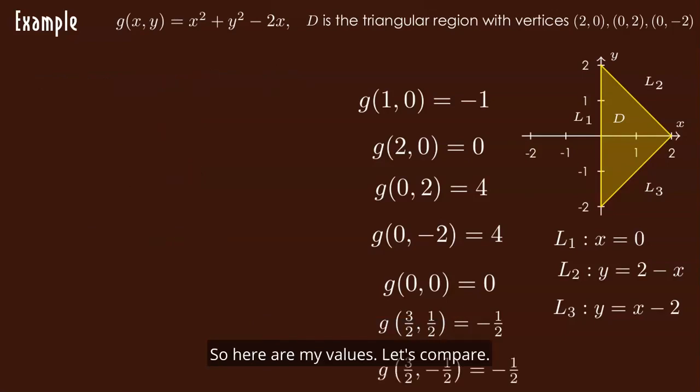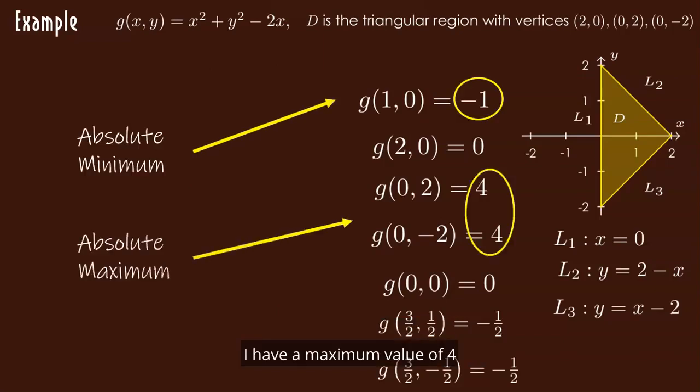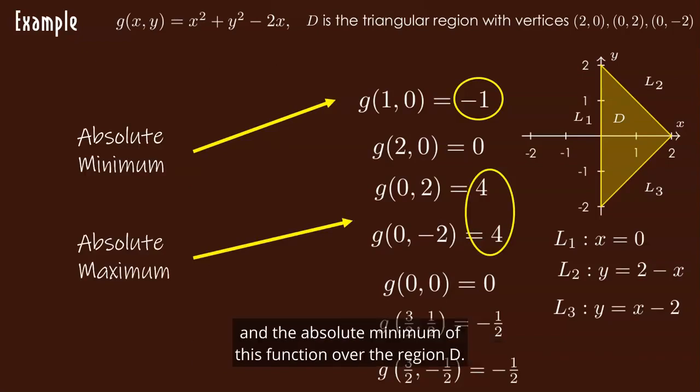So here are my values. Let's compare. I have a minimum value of negative 1, which occurs at 1, 0. I have a maximum value of 4, which occurs both at 0, 2 and 0, negative 2. So we have found the absolute maximum and the absolute minimum of this function over the region D.